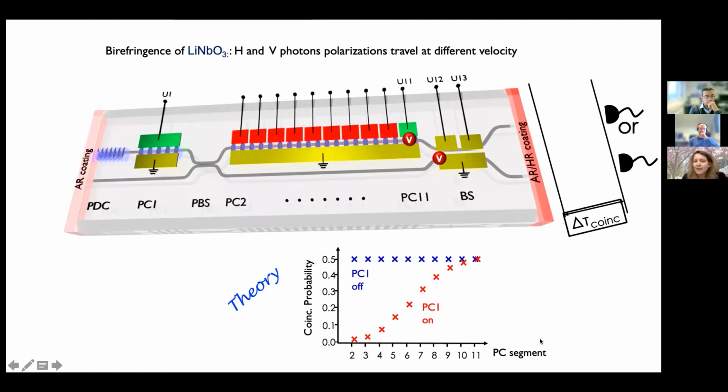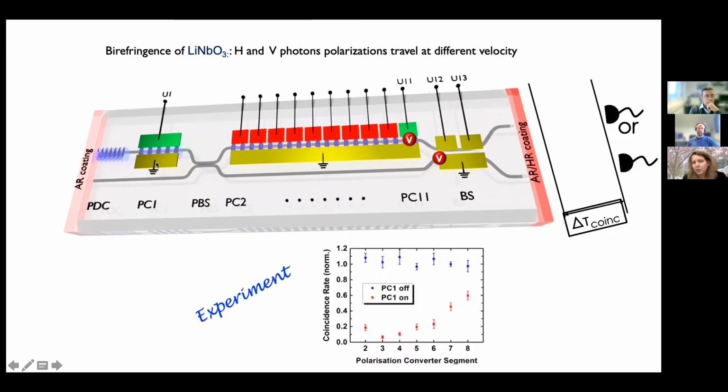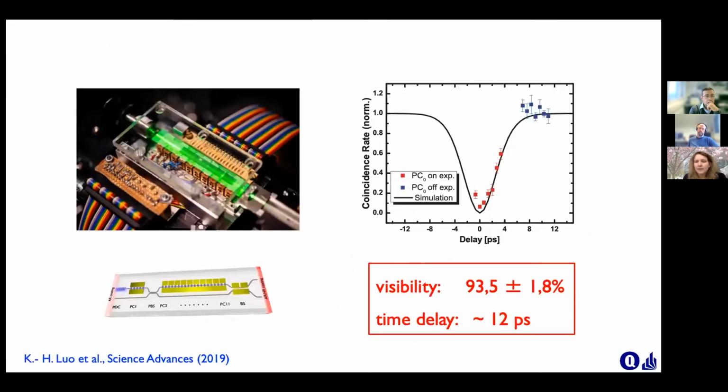So what we expect, depending on which segment is switched, is that for the right timing there's no coincidence, like in the Hong-Ou-Mandel interference experiment. And if we switch at the wrong timing, we introduce a delay. By the way, this is the reason why we switched from the beginning. If you wouldn't have switched from the beginning, there's always a delay because of the birefringence. This was theory, this is experiment, and what you can see from that is that the device works quite nicely.